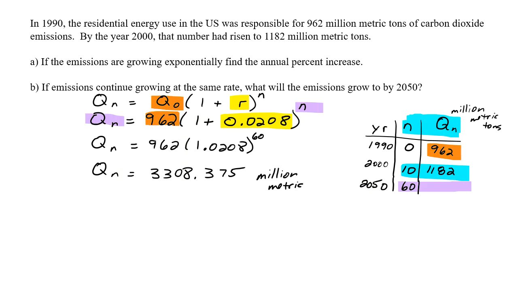So we could actually take this decimal, because we've got 4 decimals. We could move this decimal 3 places over and write it as 3.308375 billion metric tons, which is probably a better answer. All right, so hopefully that helped you figure out how to solve for r in these types of exponential change problems.